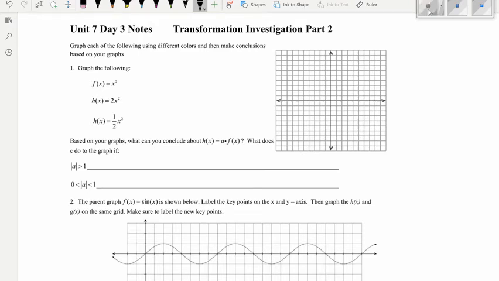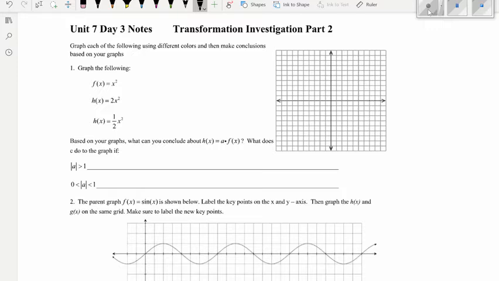Today we're going to look at our transformation investigation part 2. So for this first part, it says graph each of the following using different colors and then make conclusions based upon your graphs. So go ahead and do the first problem on your own and pause the video. When you're done, you can unpause the video and we'll check your work.